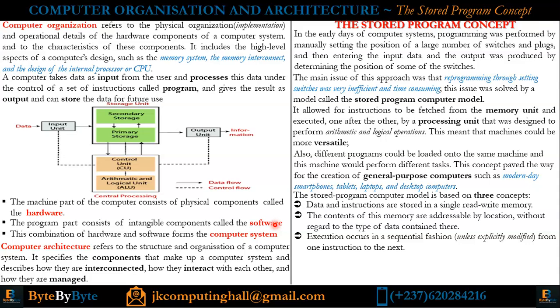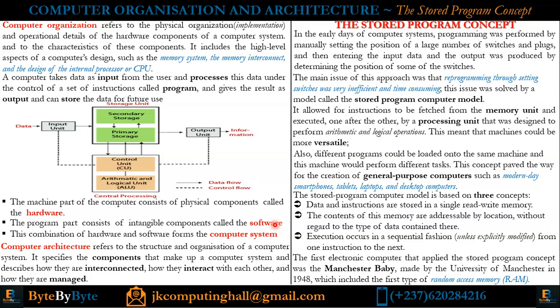And next, execution occurs in a sequential fashion unless explicitly modified from one instruction to the next. So, execution in the stored program concept occurs in a sequential fashion, that is, one after the other. The first electronic computer that applied the stored program concept was the Manchester Baby, made by the University of Manchester in 1948, which included the first type of random access memory.